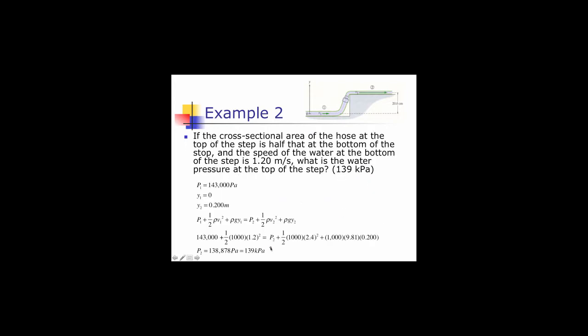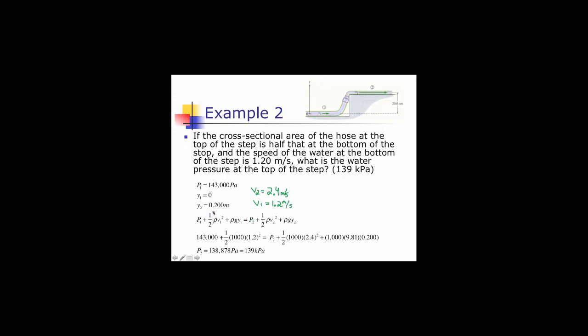If the cross-sectional area of the hose at the top is half of that at the bottom, we found that the speed, and I didn't write that down here, but the speed at location 2 was 2.4 meters per second. And we had the original speed at the bottom of 1.2 meters per second. You should always write down your given information on the AP test.